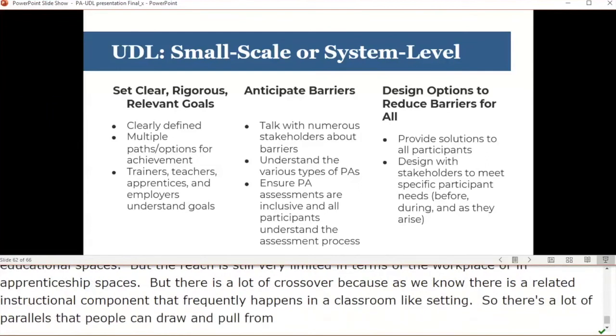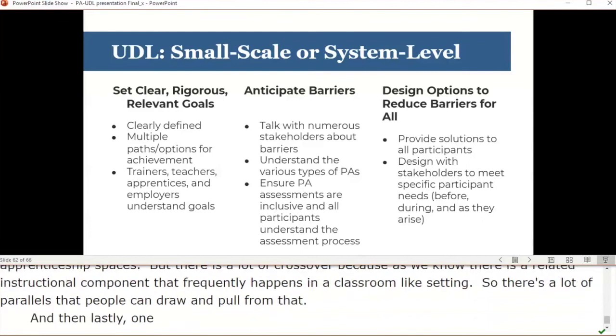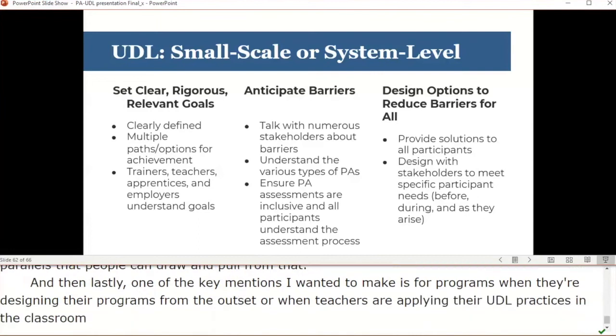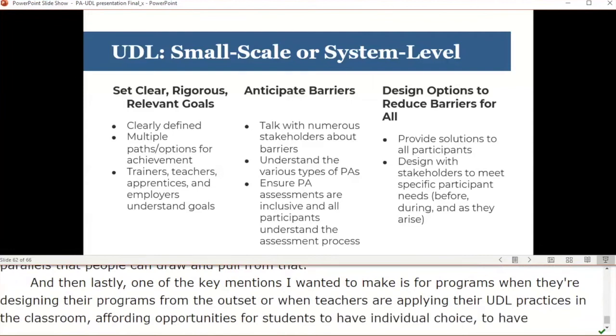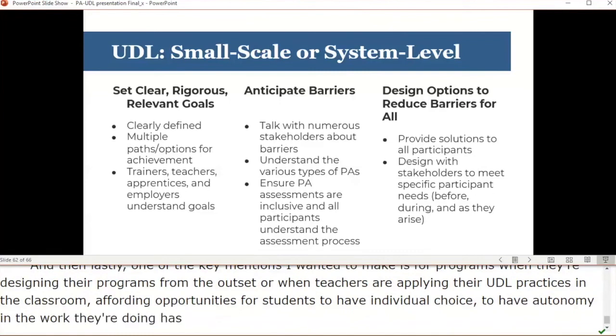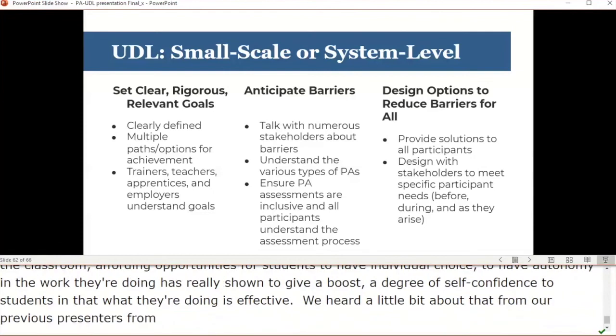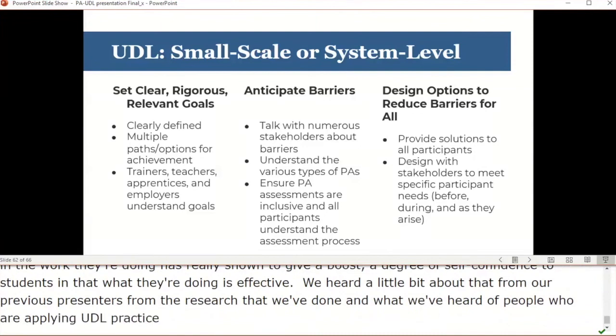And then lastly, one of the key mentions that I wanted to make is, for programs, when they're designing their programs from the outset, or when teachers are applying UDL practices in the classroom, affording opportunities for students to have individual choice and autonomy in the work they're doing has really shown to give a boost, a degree of self-confidence to students that what they're doing is effective. And we heard a little bit about that from our previous presenters, from the research that we've done, and from people who are applying UDL practices currently in the field. So I wanted to highlight those key items.